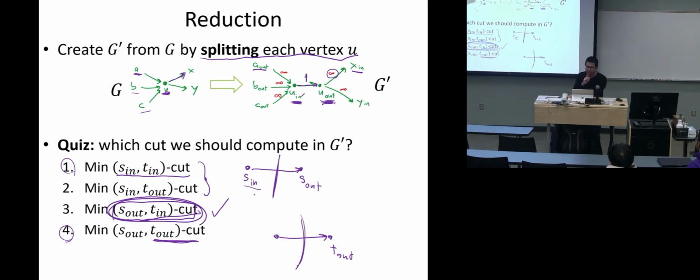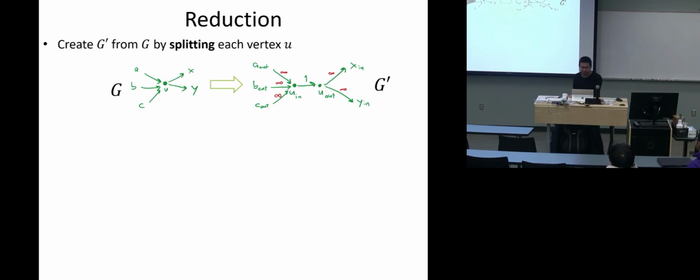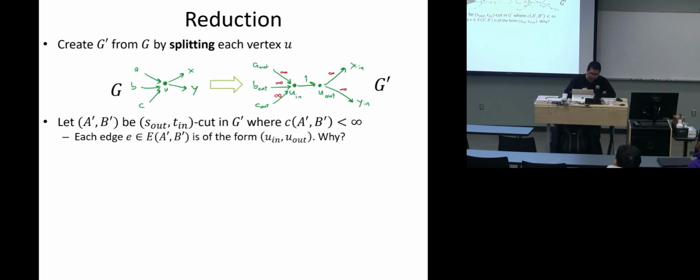So let's see how to use it. Suppose that I compute the S out T in cut in G prime, call it A prime B prime, and suppose that the cut size is not infinite. Now you can observe that any edge that contributes to the value of this cut will always be of this form, from U in to U out, because anything else here is infinite, but we assume the cut is not of infinite size. So it must cut through this kind of edge. The edges that go into the cut, you don't count anyway. You count only edges going out of it.